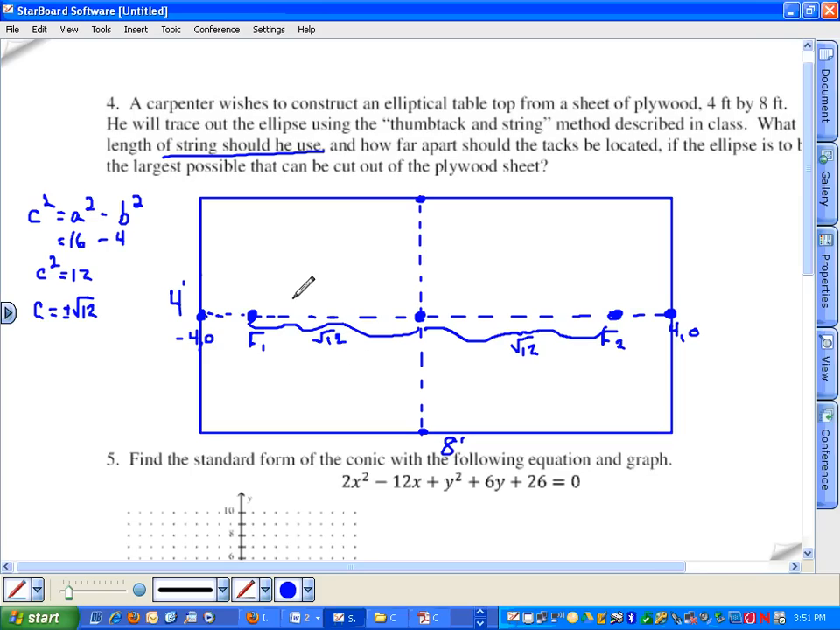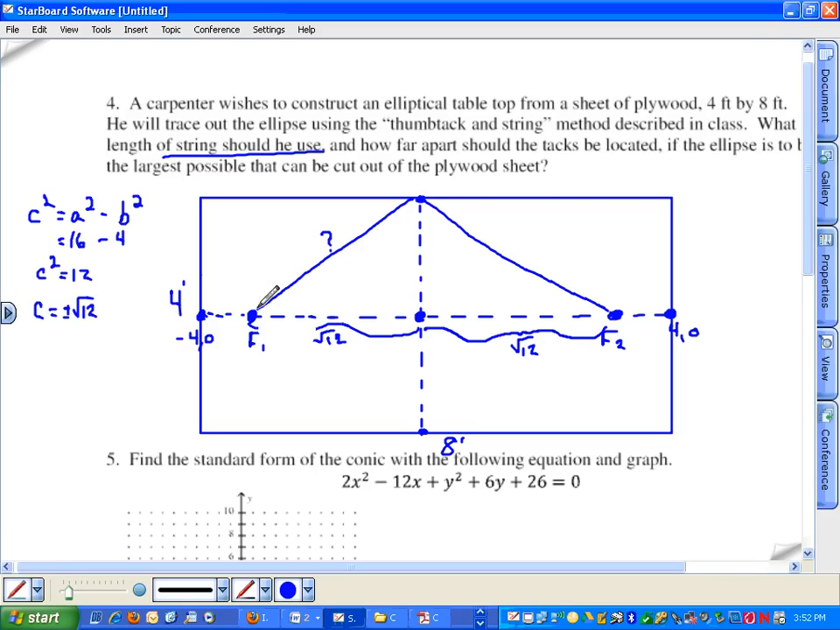Now, we need to figure out the length of string to be used. Let's see, what he needs to be able to do is tie a string between the two tacks that's long enough that if you were to stretch it out, it would reach all the way up to the top of this. So if we imagine the string being pulled tight, it would have to go from here and back down to there when it was pulled tight. So if you can figure out this distance, it's going to be the same as that distance.